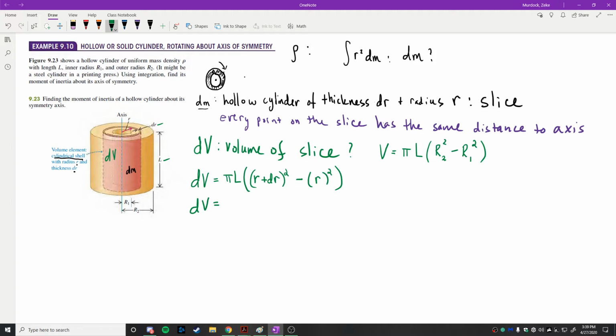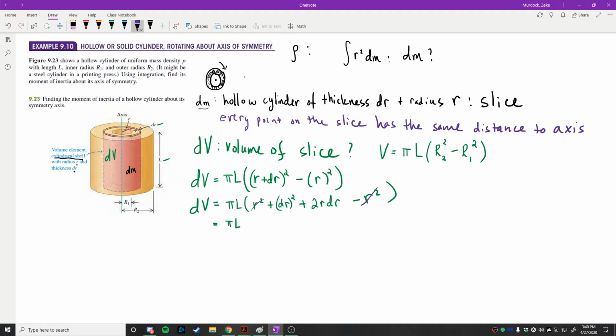Let's expand this out. So we have pi times L times r plus dr, which is the outer radius, right? See, r is out to here, but then you need to add the little dr. So you're going to have an r squared plus a dr squared plus the cross term, which is 2 times r dr, and then minus r squared. That's going to be equal to pi L. The two r squareds are going to cancel, right? This one and this one cancel.